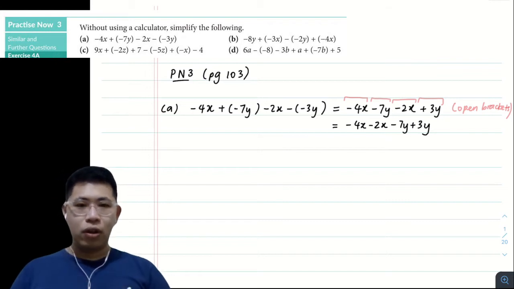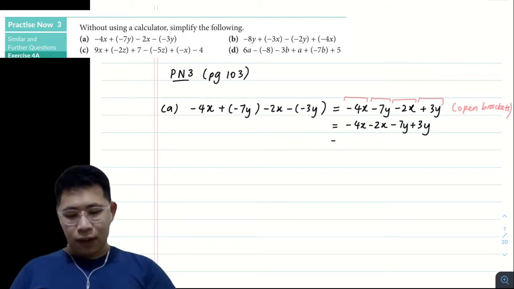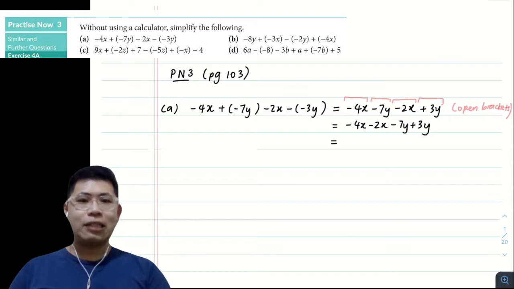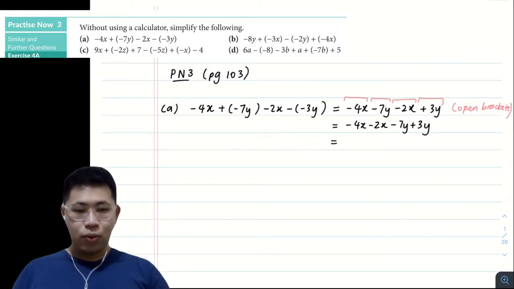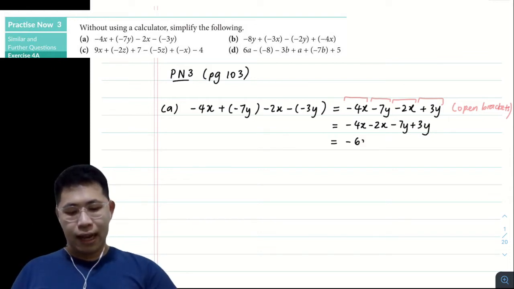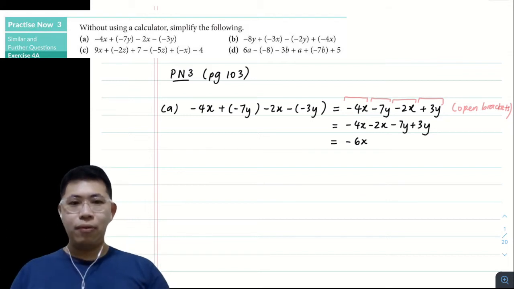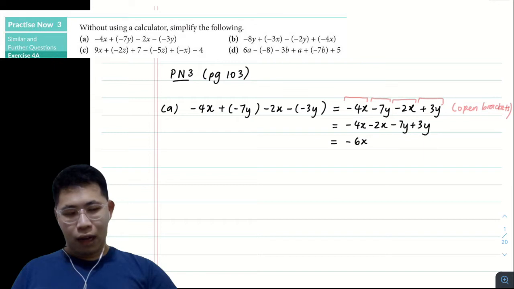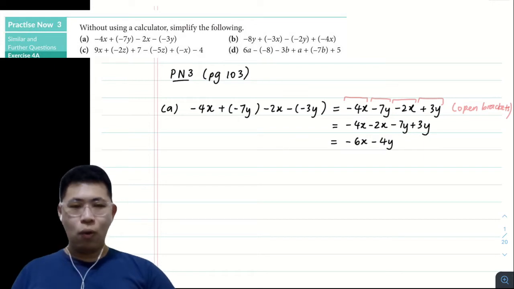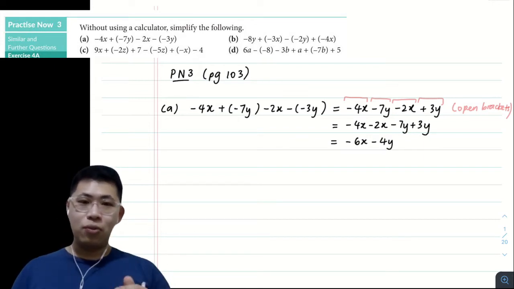Right, so here we will continue on. Our final step would be negative 4x minus 2x. So how many x do I have? Negative 6x over here, right? And a negative 7y plus 3y, when I add them together, I will have a negative 4y. So this is the answer to my first question.